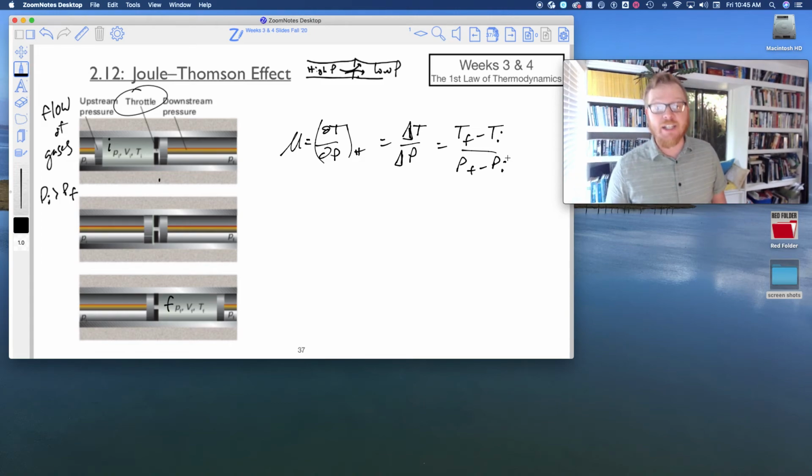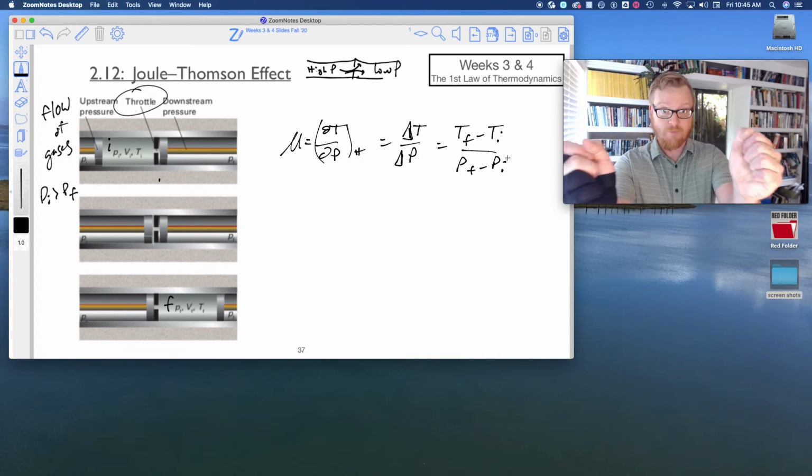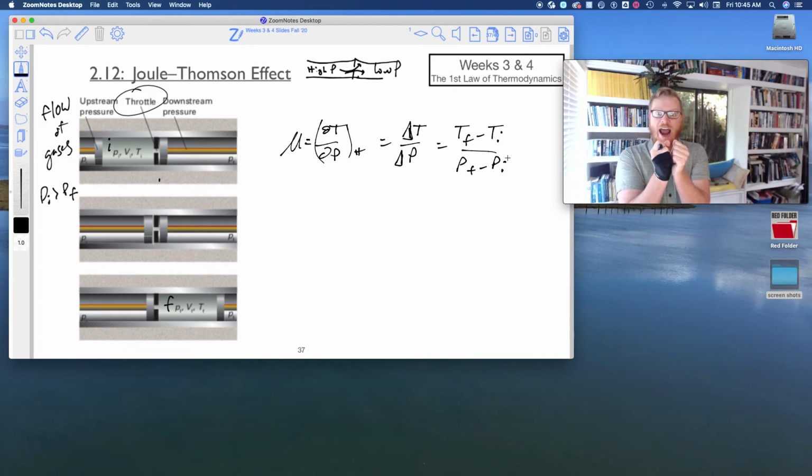Well, the explanation is they're intermolecular forces. They're non-ideal behavior. As you are trying to separate them, okay, they are attracted to each other. And because they're attracted to each other, it takes energy to pull them apart. Well, because this is done in an adiabatic container, there's no available energy other than the molecules' kinetic energy themselves.